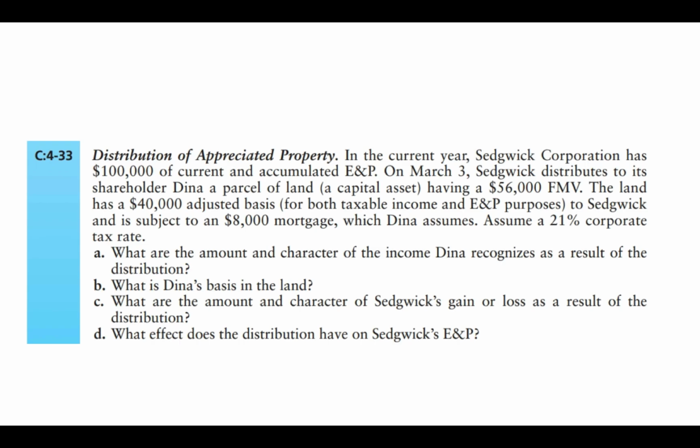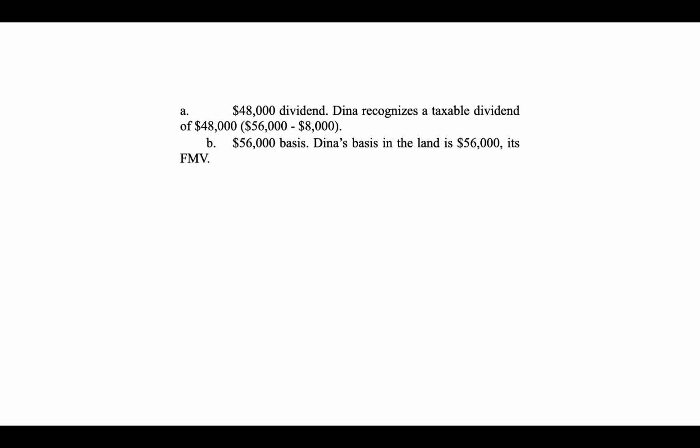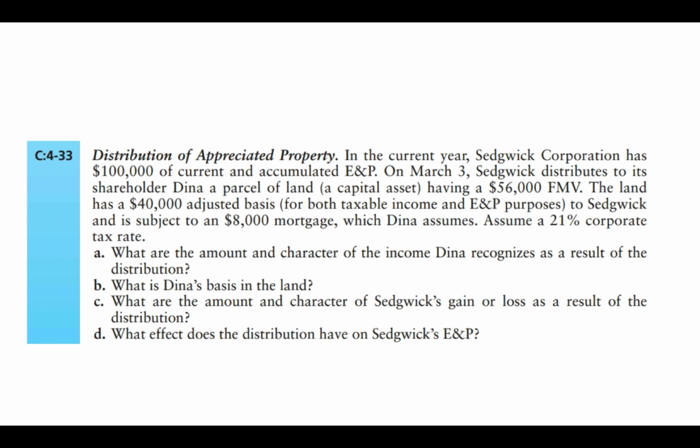All right, part B. Oh, we just answered part B. Part B, what is Dyna's basis in the land? It's $56,000. It's fair market value. All right, C, what are the amount and character of Sedgwick's gain or loss as a result of the distribution?